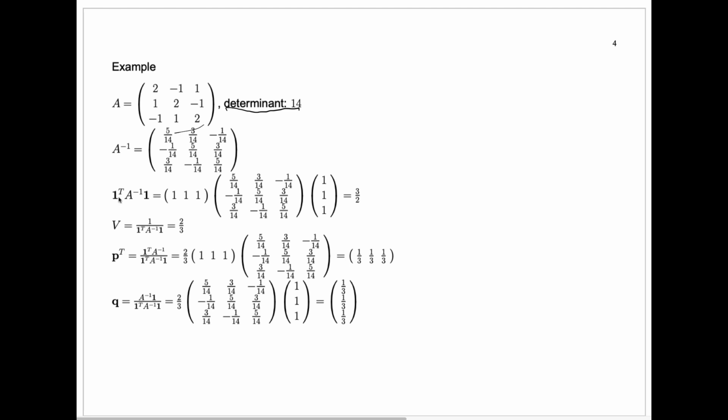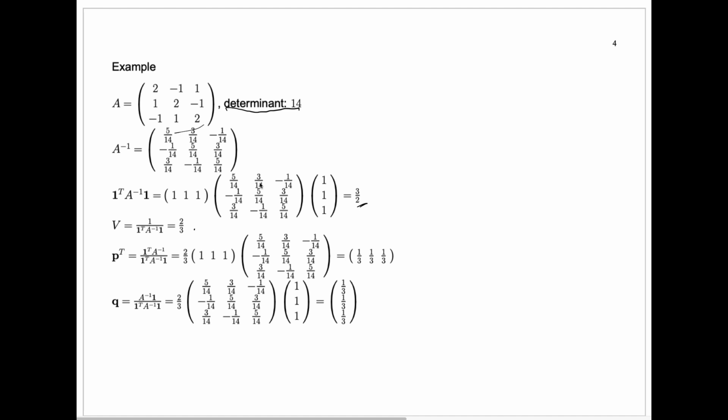Then we can look at the matrix product here. 1 transpose A inverse times 1. That's the transpose of the one vector, so you get a row of ones, times the matrix A inverse times the column vector 1, 1, 1. And again, that's a simple computation you can do with your computer algebra program, or this one's very easy to do by hand, and you get the number 3/2. The value of the game, which is just the reciprocal of this quantity, will then be 2/3. So we've determined just by these simple formulas that this is a game whose value is 2/3.